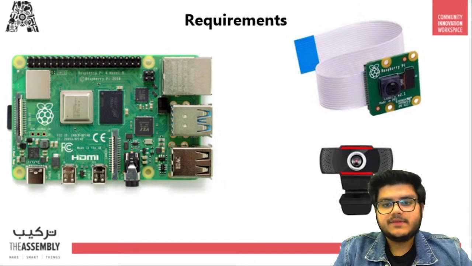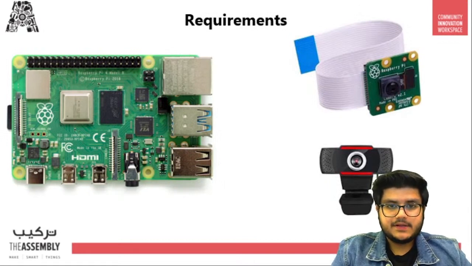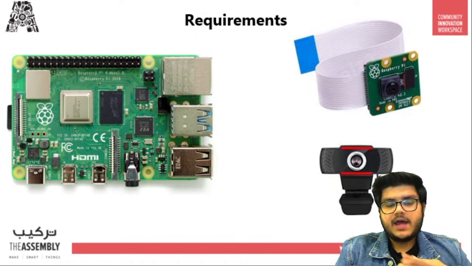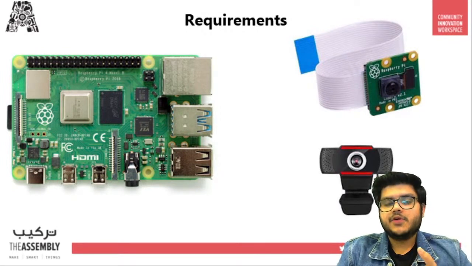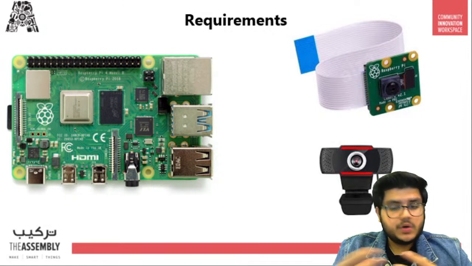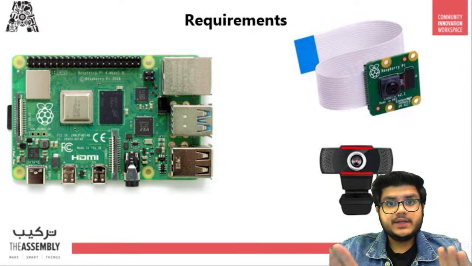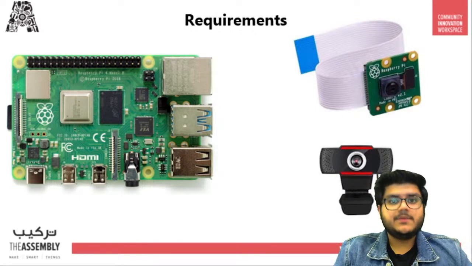Let's look at the requirements. The requirements are pretty simple and straightforward. We just need a Raspberry Pi with a memory card, and we need some sort of camera, either a Pi camera or a USB camera. A webcam would work. We don't need any HDMI cables or external monitor, external keyboard, or external mice.